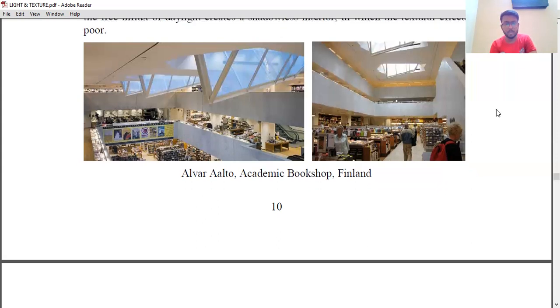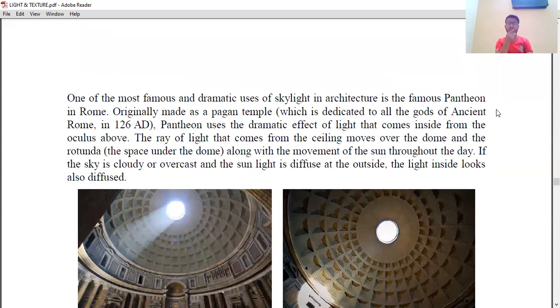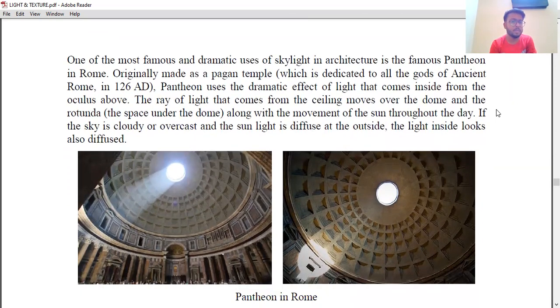Okay, let's move on. One of the most famous dramatic uses of skylight in architecture is the famous Pantheon in Rome. Sorry, Temple of Parthenon is one of the other examples, so this is different. This is the Pantheon, originally made as a pagan temple dedicated to all gods of ancient Rome in 126 AD.